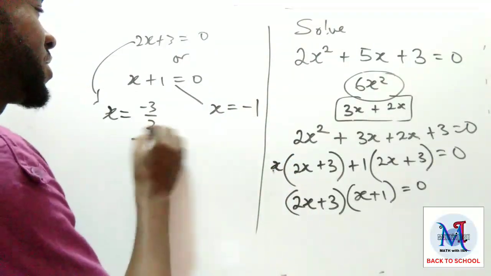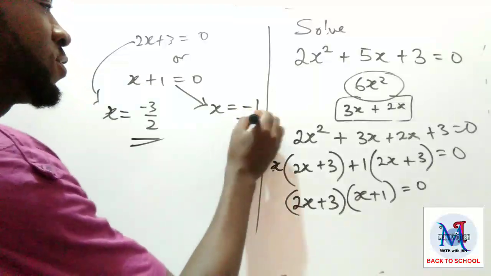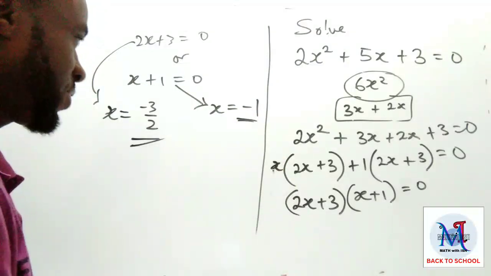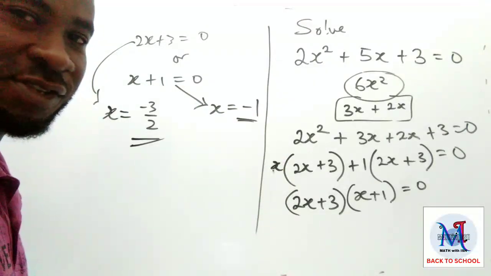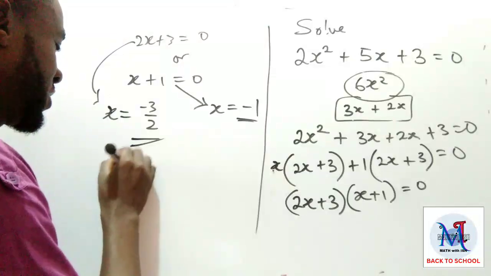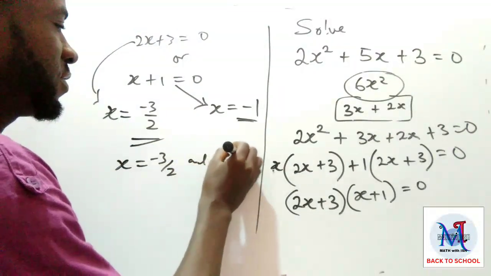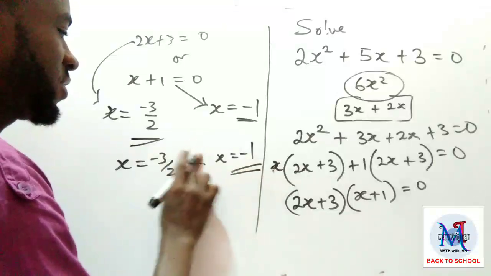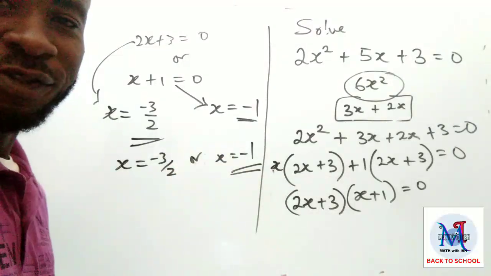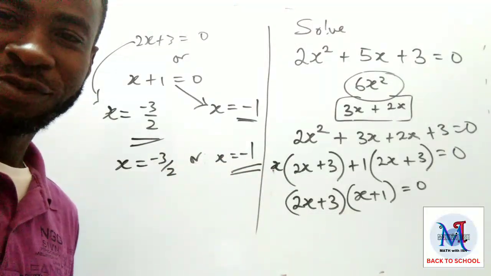So these are our two answers. Our solution to this is that x is equal to minus 3 over 2 and x is equal to minus 1. This is our solution to this equation.